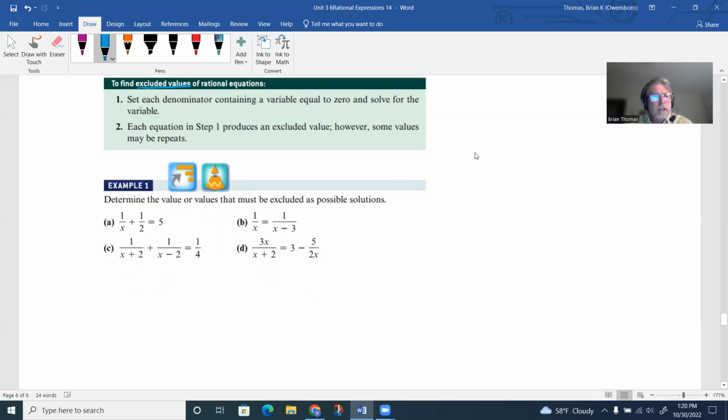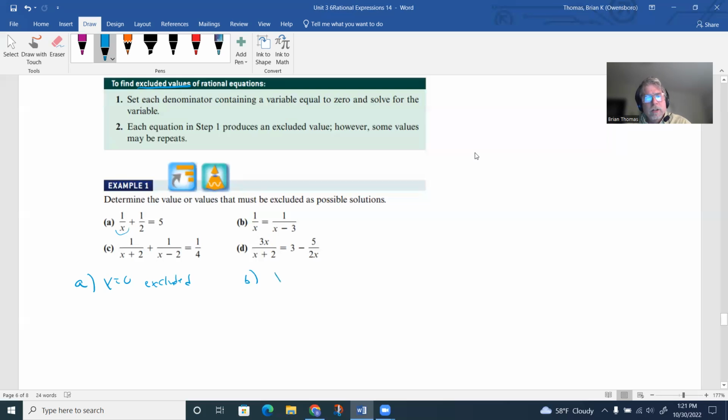So if we look at A, notice how the x is in the denominator, so it cannot equal zero. So we set x equal to zero, solve for x. So x equals zero becomes an excluded value. Okay, so we cannot use it. If we solve the problem for x and we get zero as a solution, we have to exclude it and throw it out.